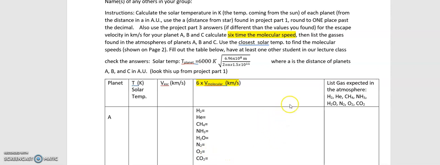And the basic idea here is that if 6 times the molecular speed is less than the escape speed, those molecules will stay in the atmosphere. All right, so you've got to look up the escape speed, and then you've got to figure out what 6 times the molecular speed is. You get the molecular speed from the solar temperature. All right, so I'll show you how to do that.